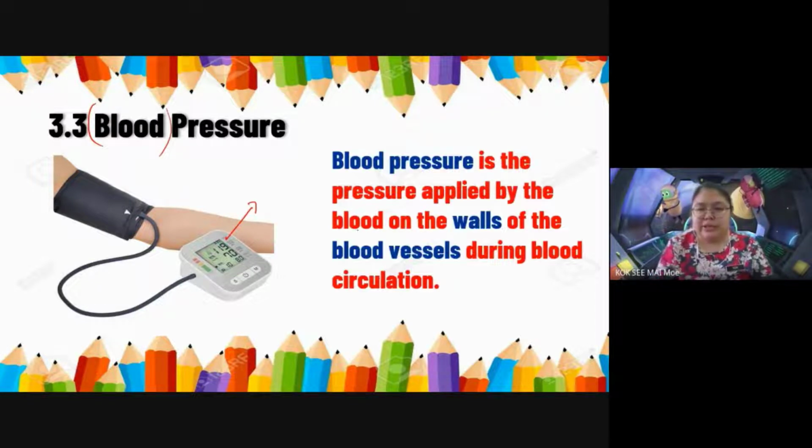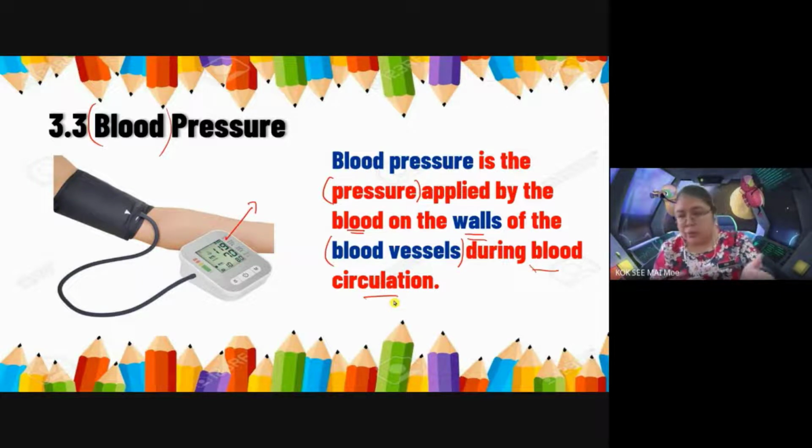Blood pressure actually is the pressure applied by the blood. Blood has pressure when it moves, and then it hits the wall, the wall of the blood vessel. When the blood flows through the circulation, in the tube, the vessel, it will hit the wall. When it hits the wall very strongly, it means your pressure is very high. So that is what we call blood pressure.